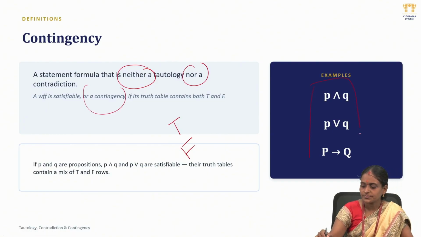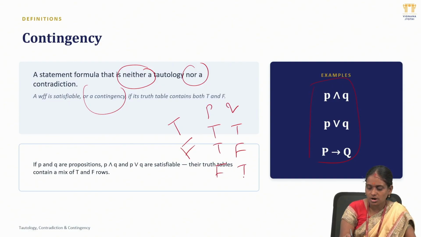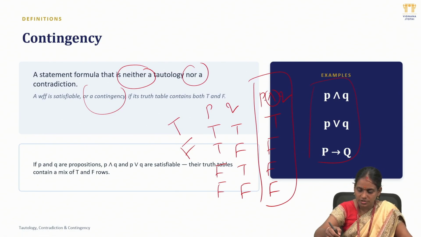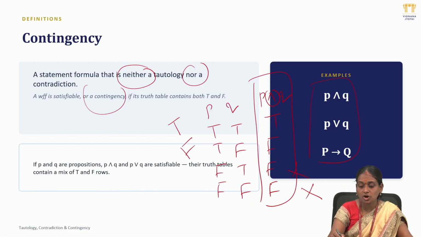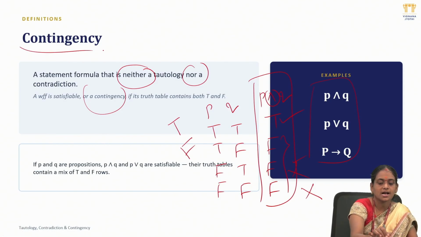The example for contingency is P and Q. So what is P and Q? How are we going to consider it? True, true, true, false, false, true, false, false. For P and Q, what is the condition for the AND operation? Both are true, remaining all cases false. So this is the resultant column. In the resultant column, are you going to get all trues? No. All false? No. But you have a combination of true and false. So if you get it like this, the given formula is said to be a contingency.